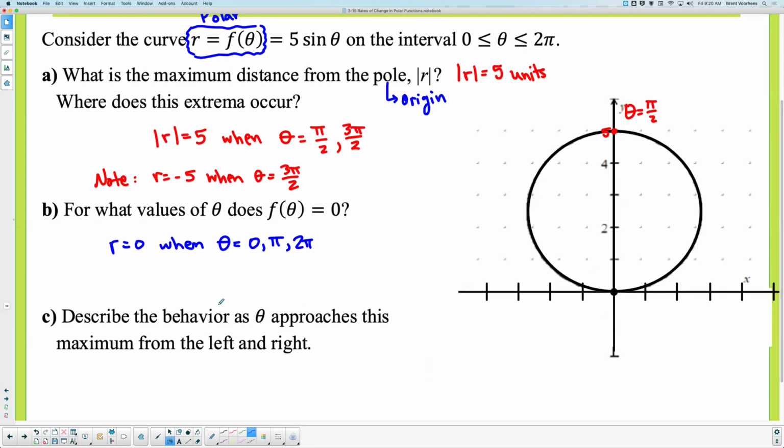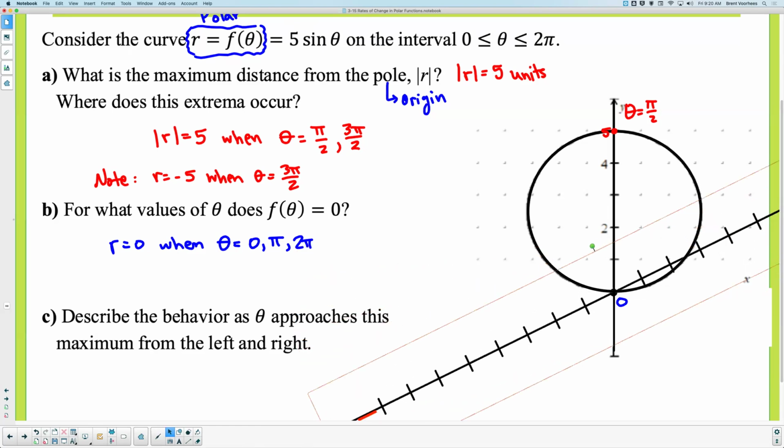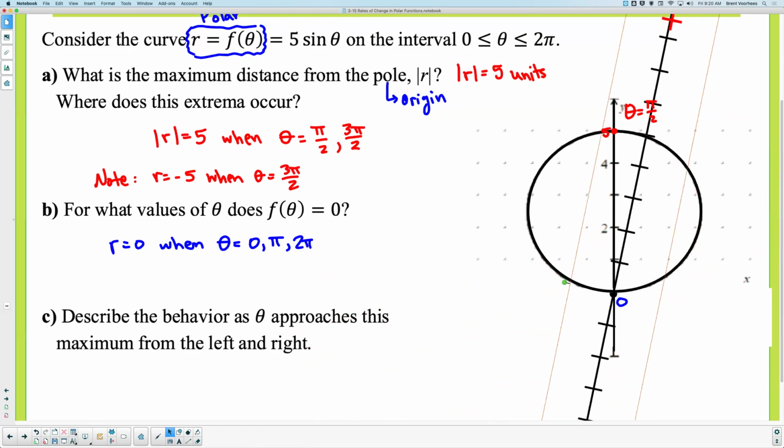Okay, so now it said to describe the behavior as theta approaches this maximum from left and right. As we approach pi over 2, what's happening to my value? Where are we starting at 0? What's my r value when I start with my theta at 0? 0. So what's happening at first as I start to rotate this? Is my graph increasing or decreasing? Just look at the axis.